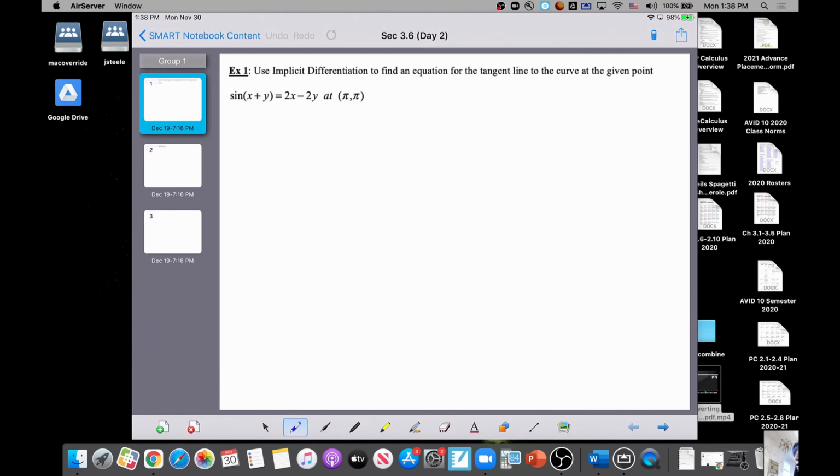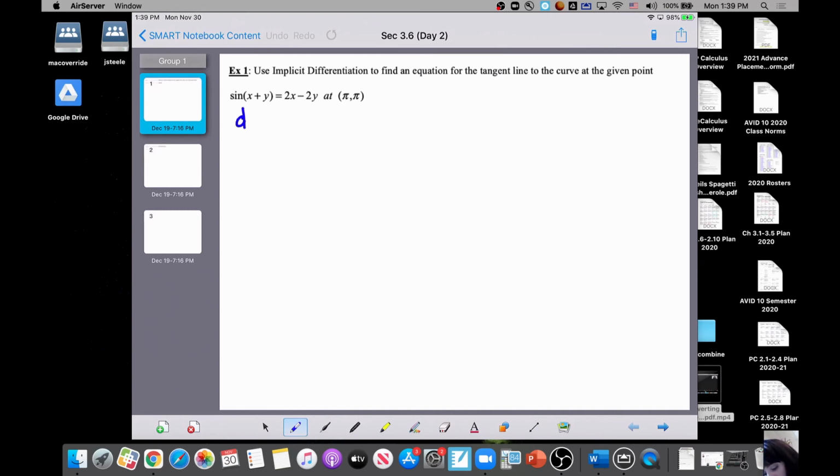So our first job, obviously, if we want to write an equation of a tangent line, is we need a slope. And the way that we get our slope is by finding the derivative of our function at the x value where we want the tangent line, at the point (pi, pi), so the x value would be pi. So our first step here is going to be find our derivative, or in this case, find dy/dx.